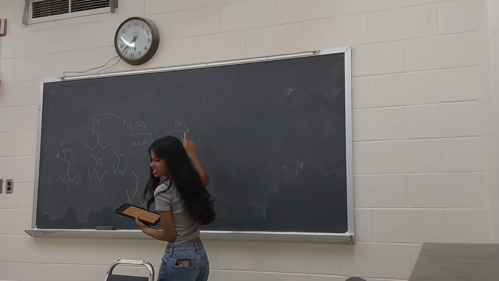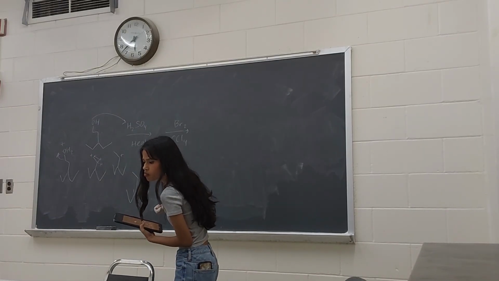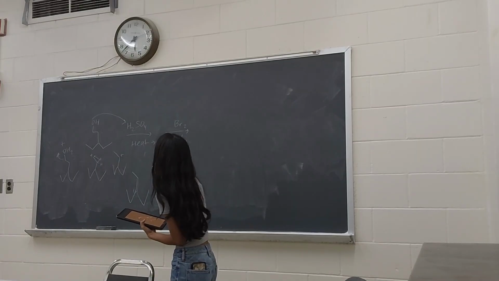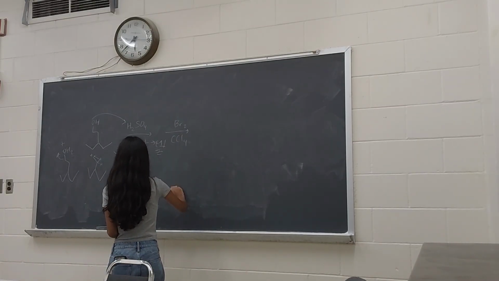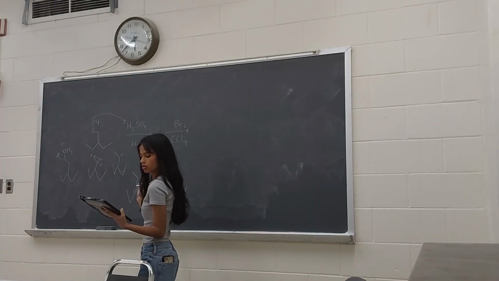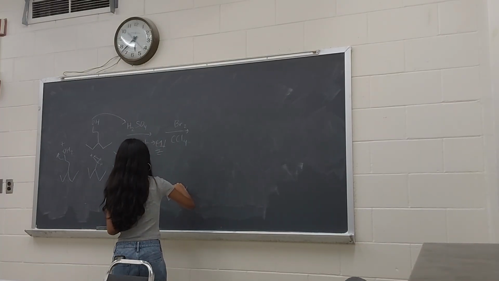And this is halogen. Yeah, halogen. Anti-addition, so one will be on a wedge and the other on a dash.